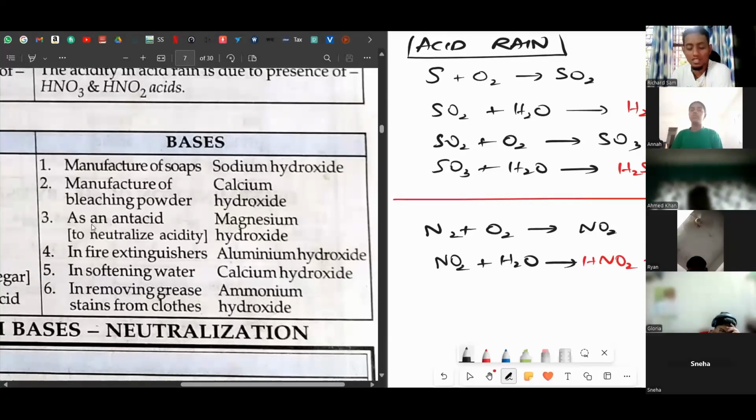Then magnesium hydroxide is an antacid, okay. You know Eno, okay. Same like there's another thing called milk of magnesia. So whenever you have acidity, you can drink that. So it works as an antacid. See, you're drinking a base.